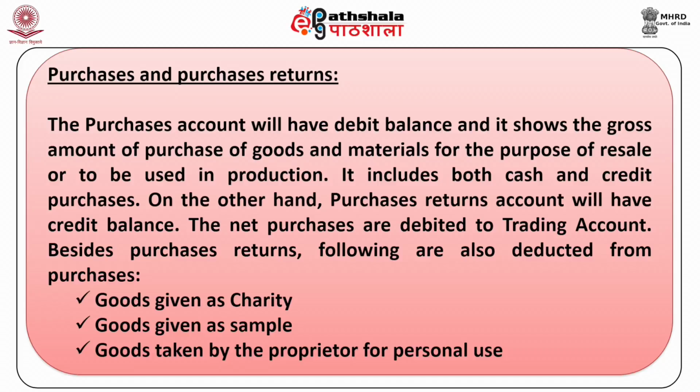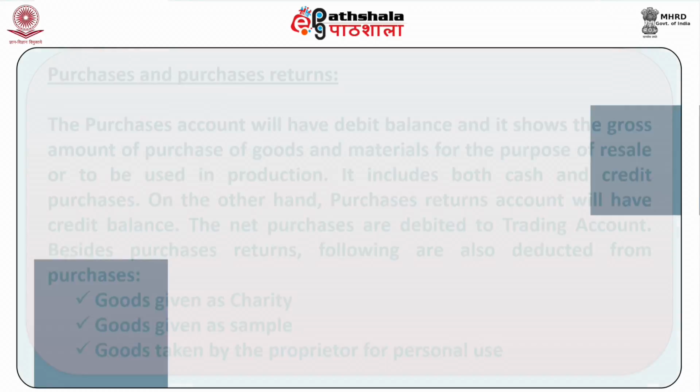Besides purchases return, the following are also deducted from purchases. A. Goods given as charity. B. Goods given as sample. C. Goods taken by the proprietor for personal use.